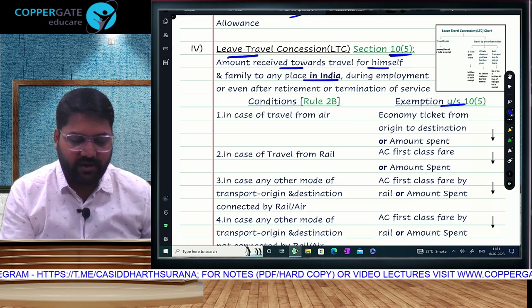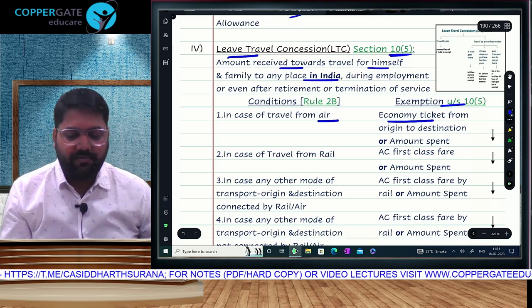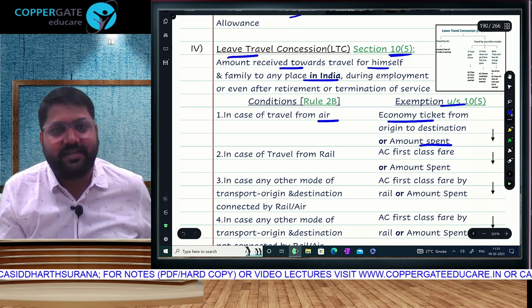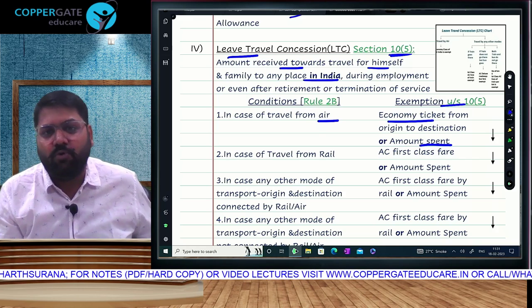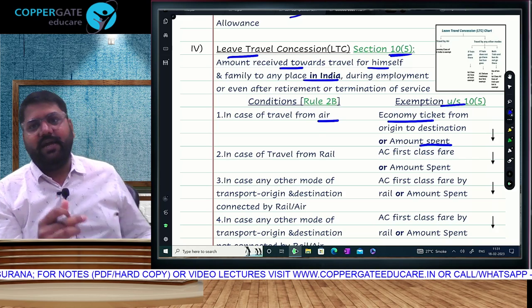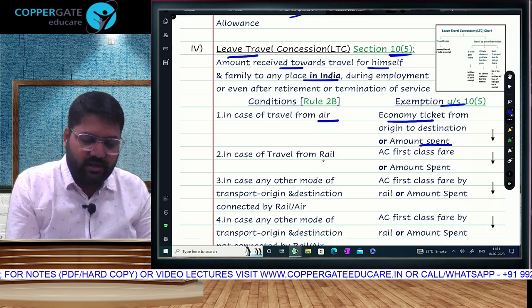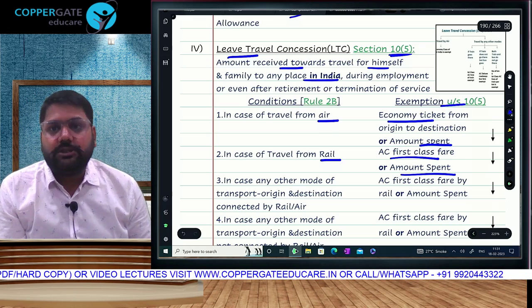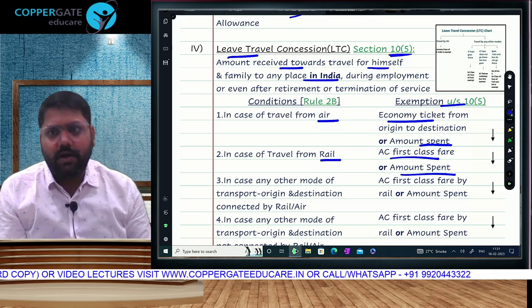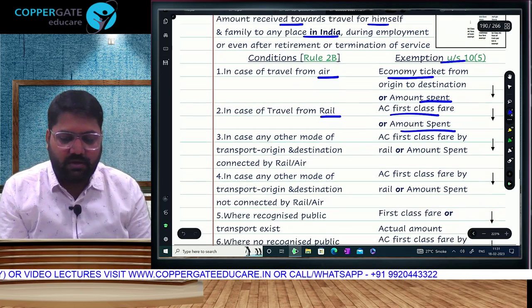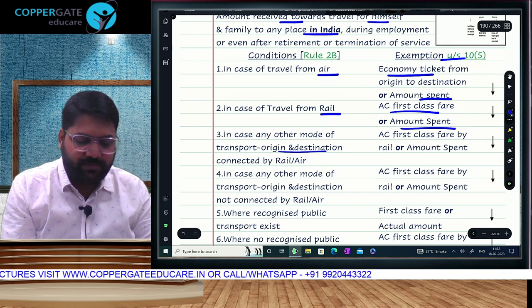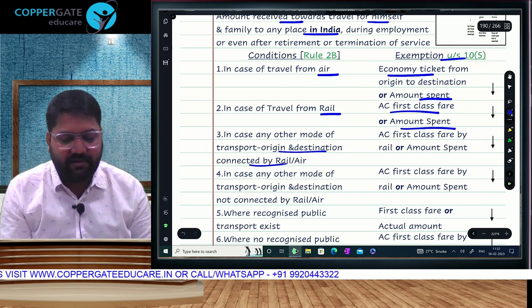as a deduction. For example, if you travel by air, then the economy class ticket from origin to destination, or the amount spent, or obviously it cannot exceed the amount received. You may be spending more from your own pocket, but it cannot exceed the actual amount, whichever is lowest. If you travel by rail, then first class AC fare or amount spent, whichever is lower, but of course the actual amount you have to take. It cannot be more than the actual. In case of any other mode of transport, if the origin and destination are connected by rail or air, we take the same thing, AC first class fare.